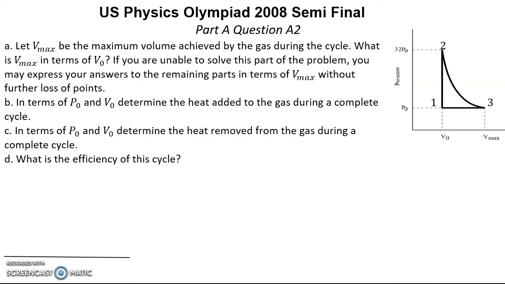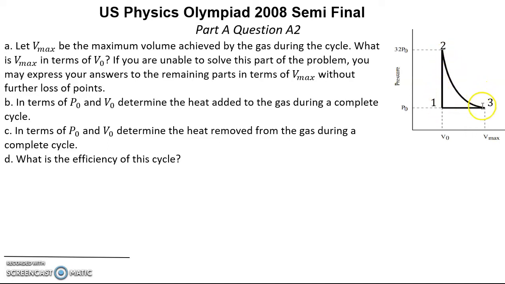Solution. This problem is connected to gas laws, and usually we use so-called PV diagrams to solve such problems. First question. Let V maximum be the maximum volume achieved by the gas during the cycle. What is V maximum in terms of V0? Here we have three processes. The first process, with a constant volume, we call isochoric. During this process, pressure is proportional to temperature.